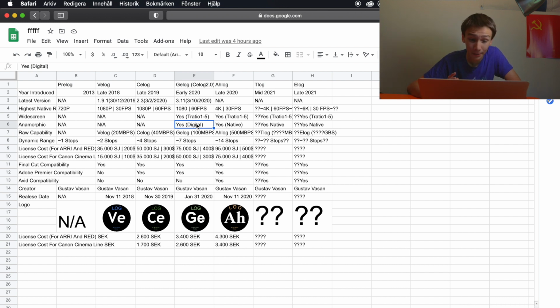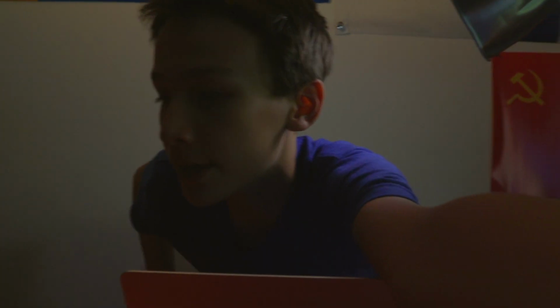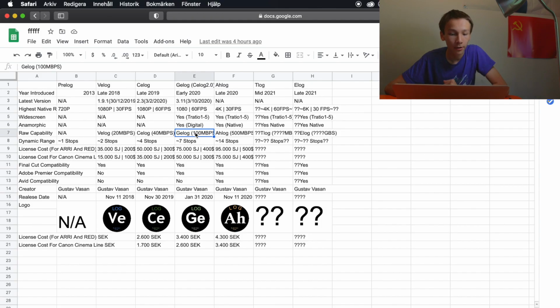7 stops of dynamic range. What I mean by that is you could correct 7 stops under or overexposed, which is very good. That's like a lot. Well, yeah. If I were to go 7 stops overexposed, it would be like, okay, that would be underexposed, but you get the idea. Anyway, so retails for 75,000 Siberian Joan, or $400 US.